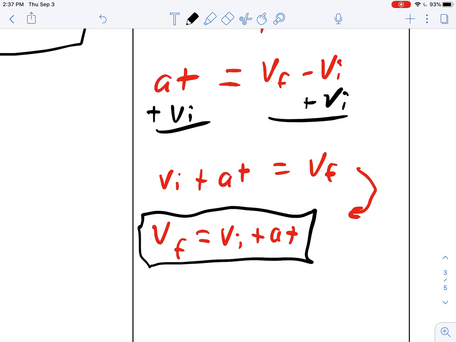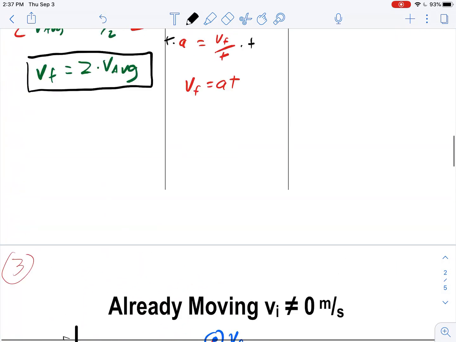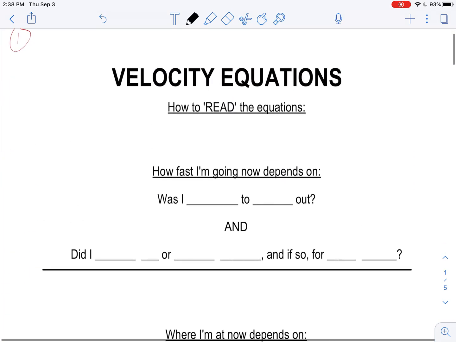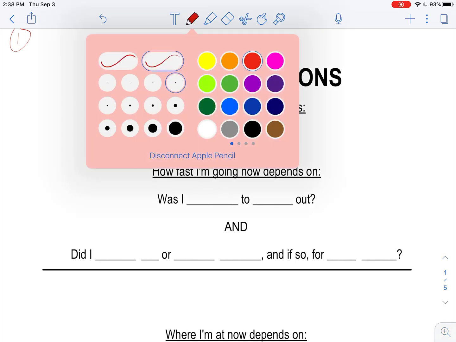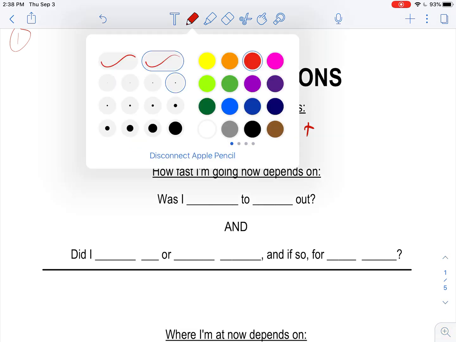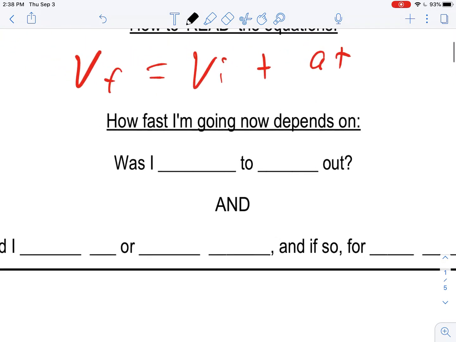All right, so big in fact that it's worthy of a place on the first page of these notes. So I'm going to zoom all the way back up to page number 1 where it says velocity equations and says how to read the equation. So I'm going to rewrite this. Vf is equal to Vi plus At. And then underneath I've got a sentence with some blanks to fill in. It says here, how fast I'm going depends upon.